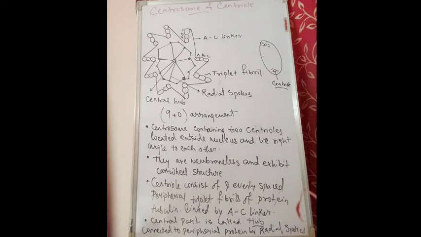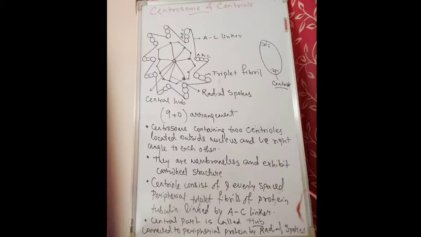The topic is on centrosome and centriole. So this centrosome and centriole is the cell organelle which is present in case of animal cell only and is absent in plant cell. This is one of the main differences between plant cell and animal cell. That is, the centriole or centrosome is present in case of animal cell, whereas it is absent in plant cell.